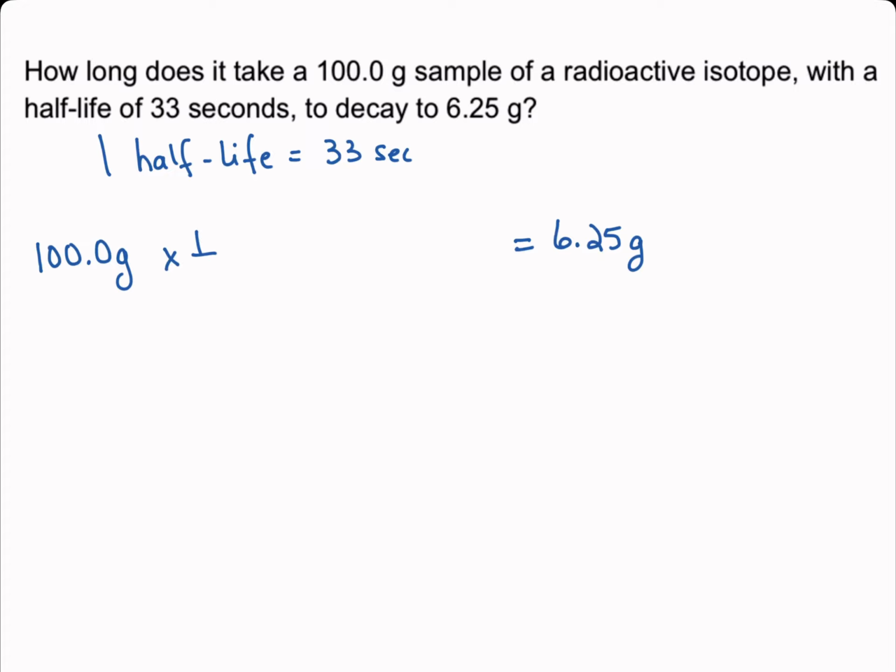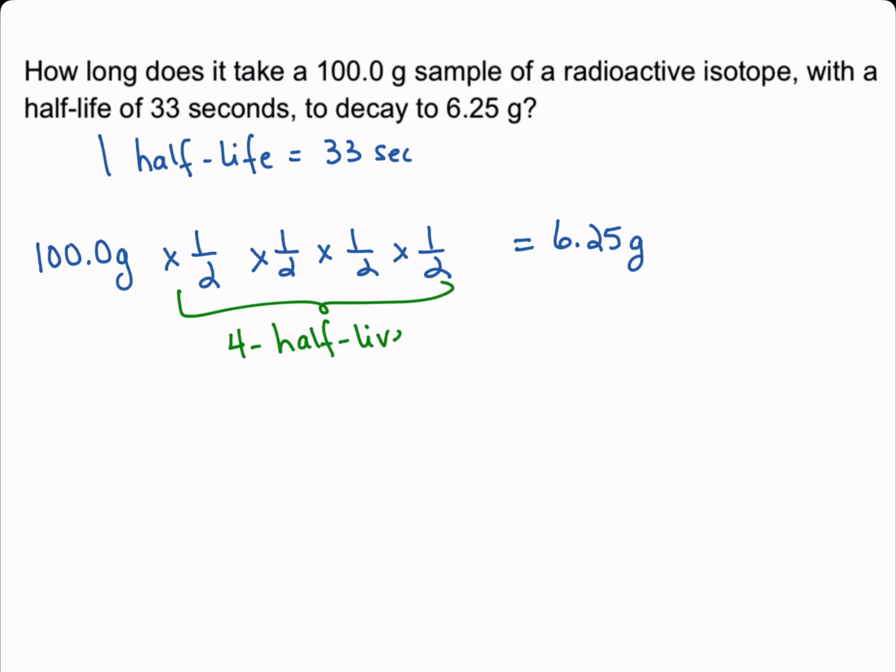So 100 times 1/2 times 1/2 times 1/2 times 1/2 will equal 6.25 grams. These are 4 half-lives. One half-life is 33 seconds. So 4 half-lives is going to equal 132 seconds.